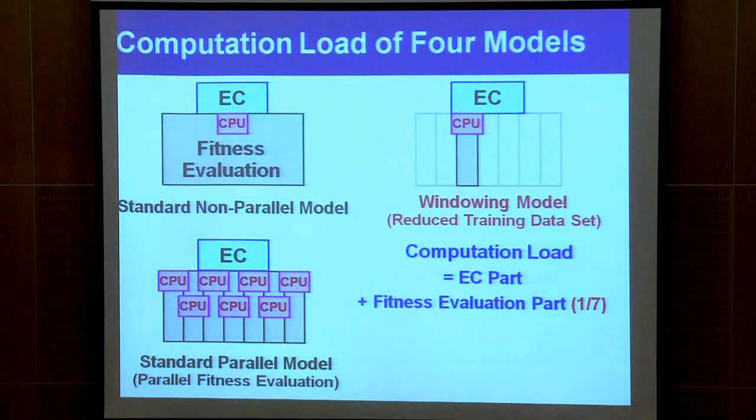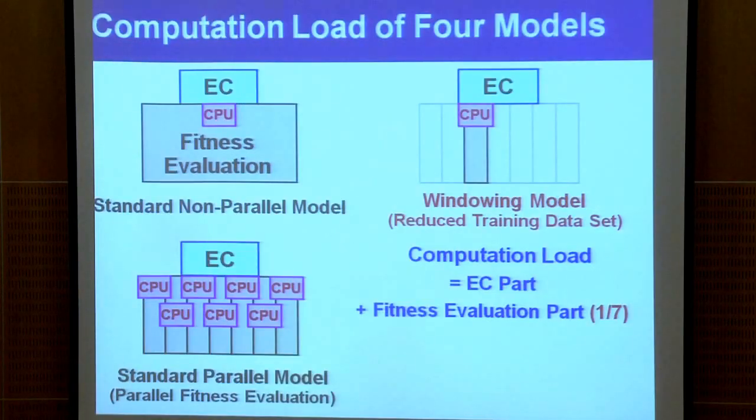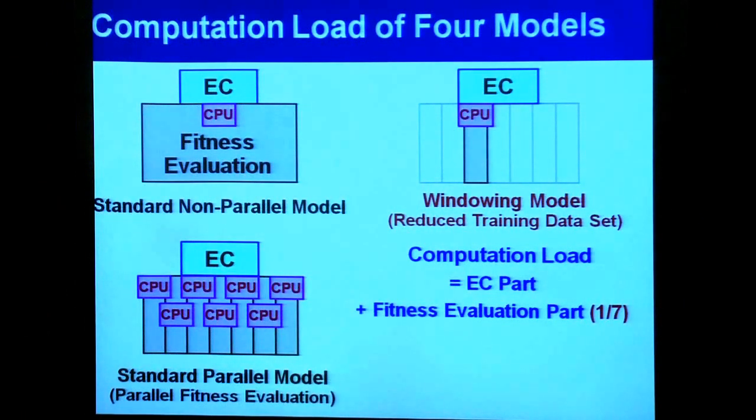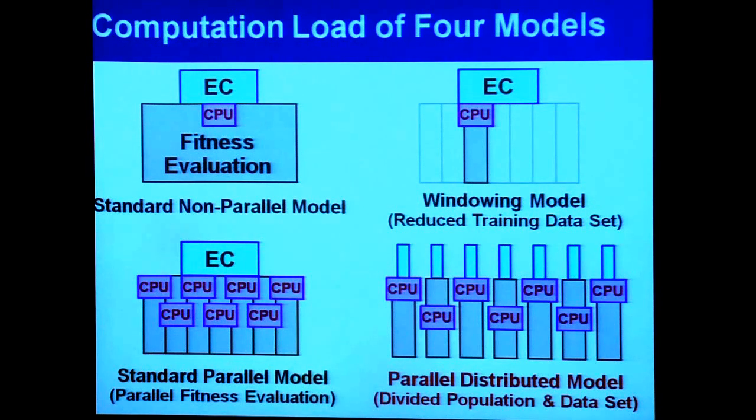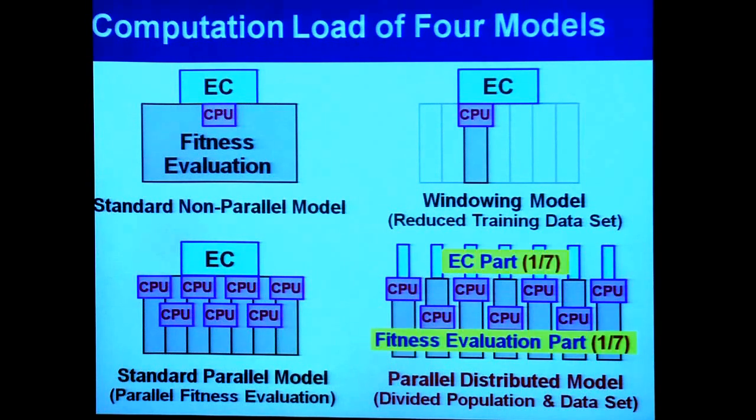Here we explain the windowing method. If we use a part of training data, the computation load is decreased. Here, in this slide, we use one of 7 subsets. So computation load is EC part plus fitness evaluation part. Here we also again have 1/7. However, in our model, EC part is also divided into 7 because we are using island model. So the EC part is 1/7 and the fitness evaluation part is 1/7.